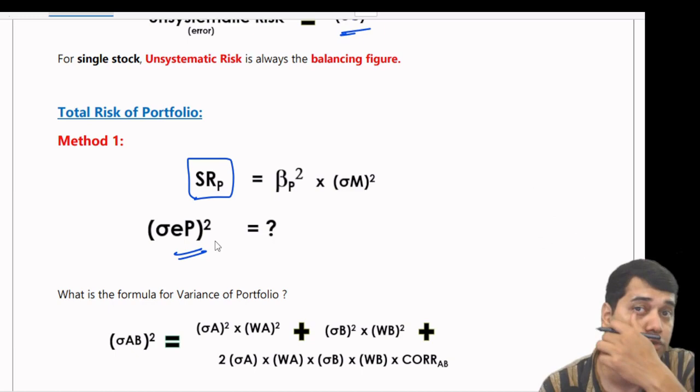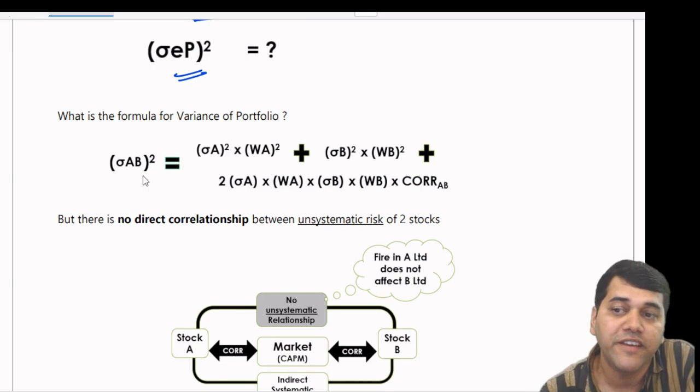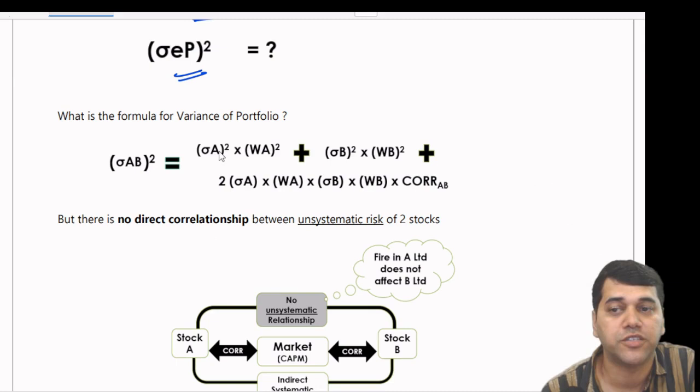One, you calculate the variance of the portfolio using modern portfolio theory. What is that? Standard deviation of A squared into weight of A squared, plus standard deviation of B squared into weight of B squared, plus 2 times standard deviation of A into weight of A, weight of B into standard deviation of B into correlation.